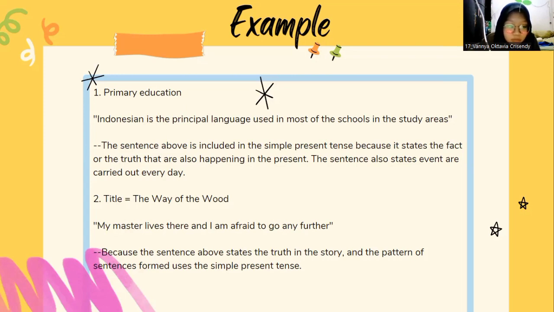2. From the storybook titled The Way of the World. My master lives there and I'm afraid to go any further. Because the sentence above states the truth in the story and the pattern of the sentence format uses the simple present tense.